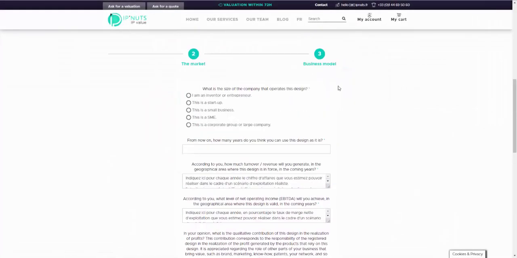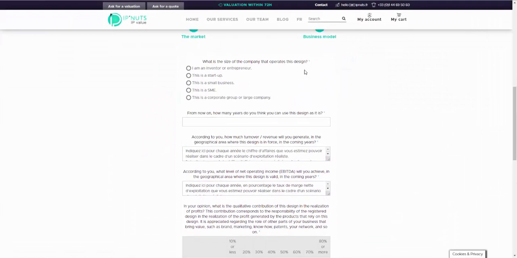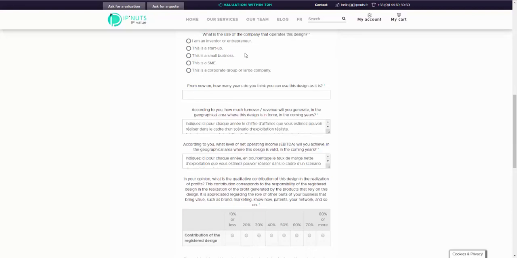So here you are on the third part of the questionnaire regarding your business model and financial data. The first question of this part is about the size of your company. You just have to say whether you are a startup, an SME, or a corporate group. So you select the right answer here.